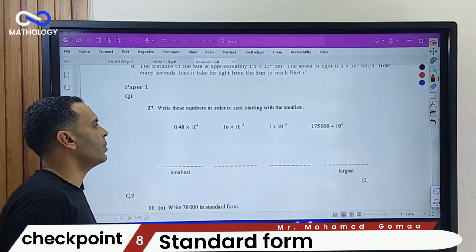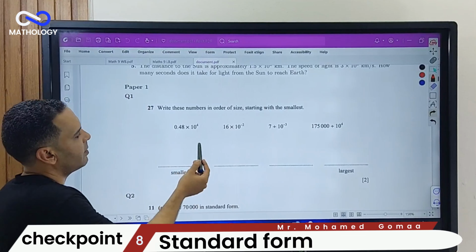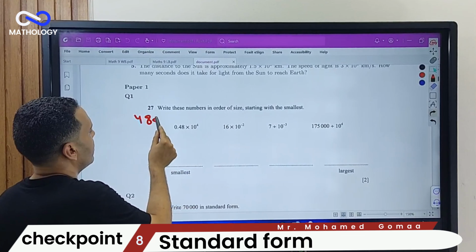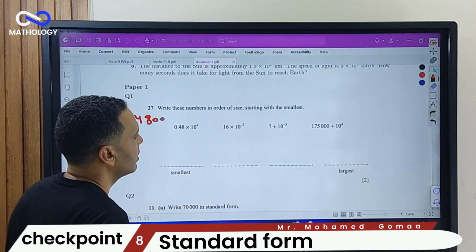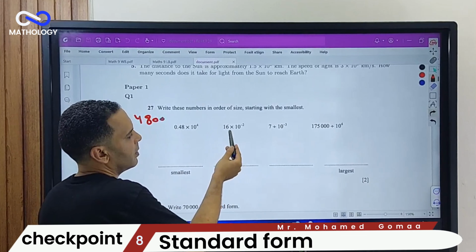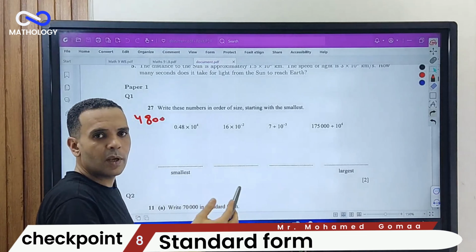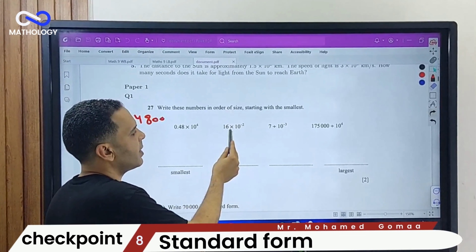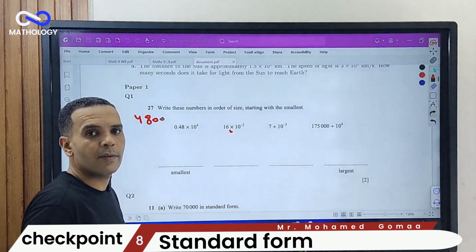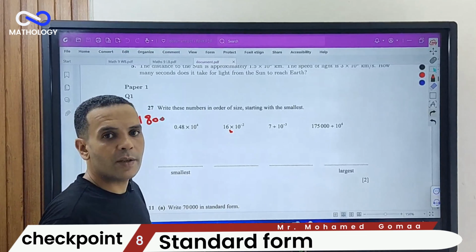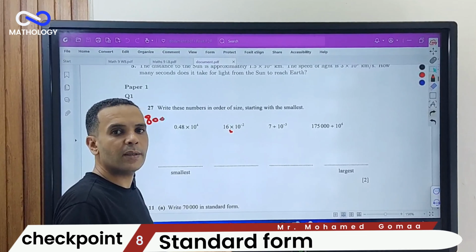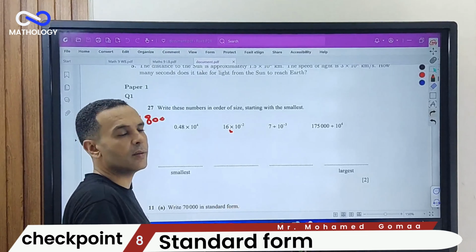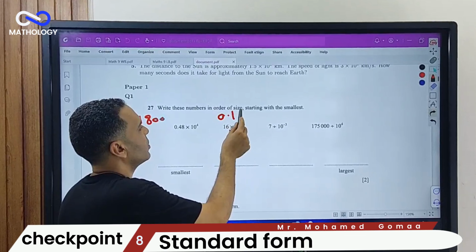0.48 multiply 10 power 4. In ordinary form, it will be 4800. This one, multiply 10 power negative 2. If you see 10 to the power negative, change the sign of the operation and change the sign of the power. It will be 16 divided by 100, which equals 0.16.